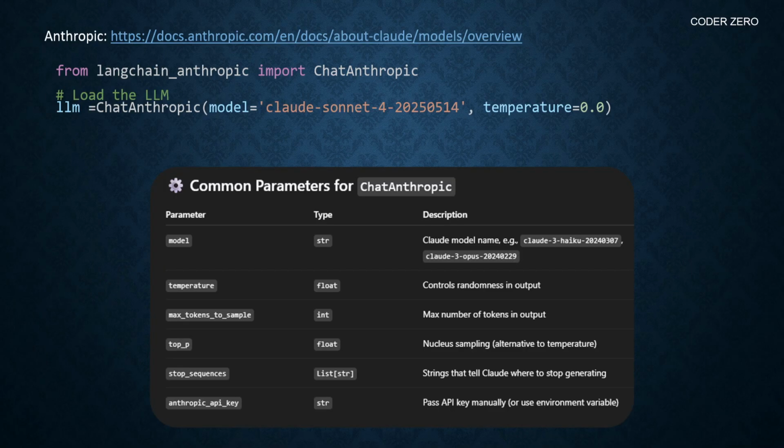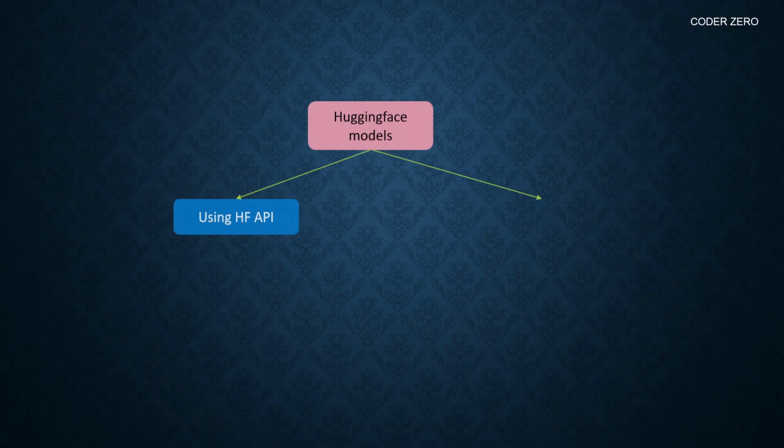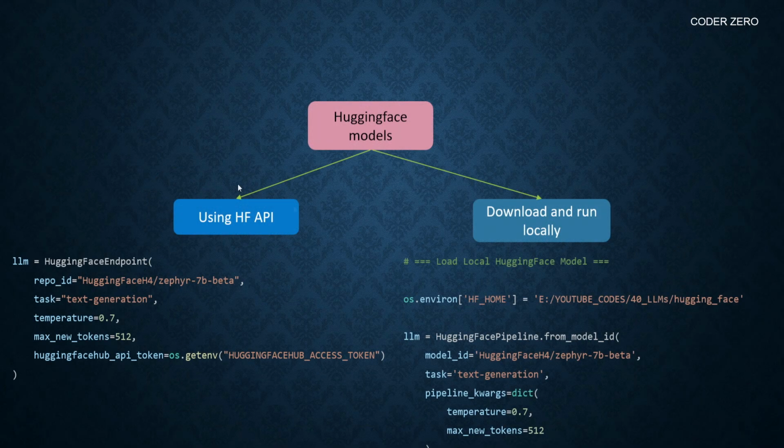Okay, so next we have Hugging Face models. We have two ways to use Hugging Face models. One is to use the Hugging Face API, another one is to download and run locally. So to use the Hugging Face API, the code would look like this, and for the local case the code looks like this. Let's first see how to use the Hugging Face API.